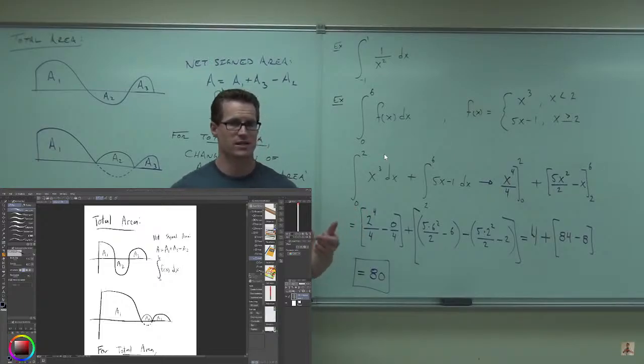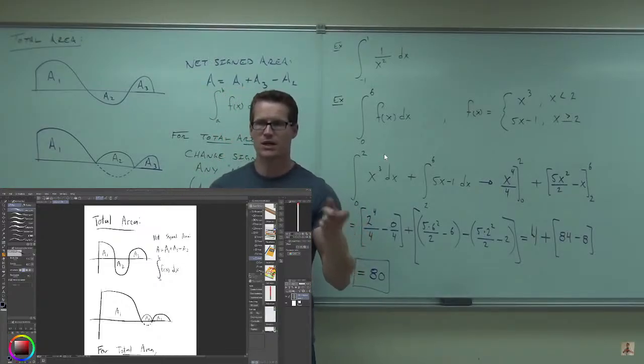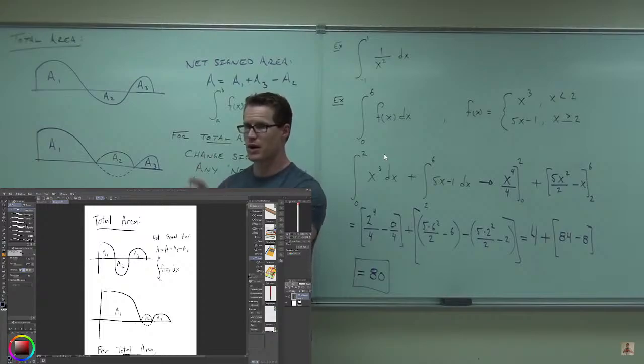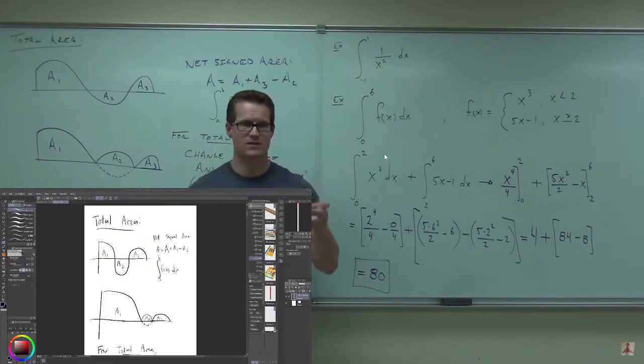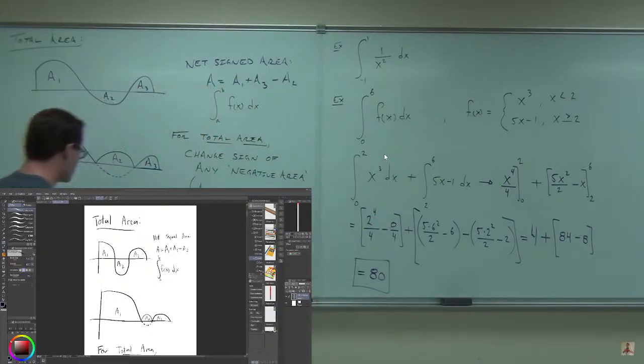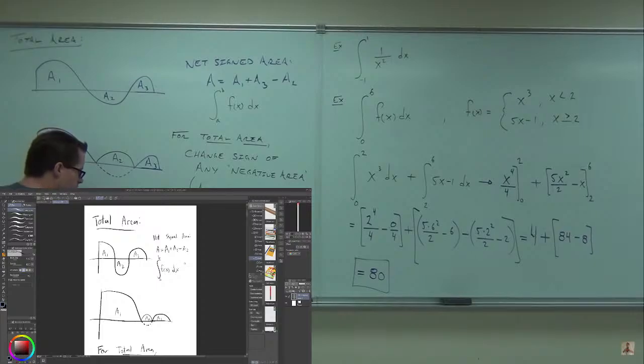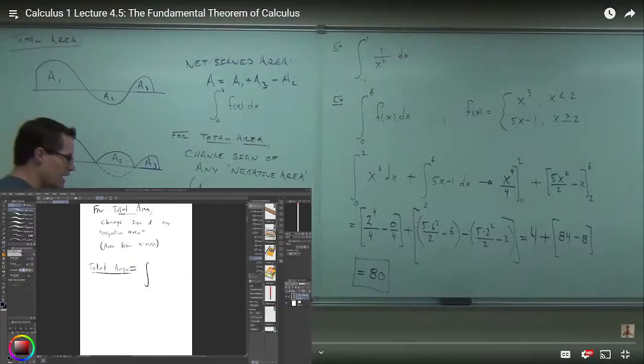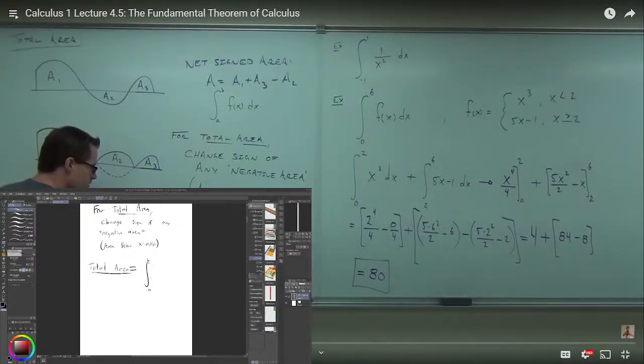Now, total area says, no, no, no, no, no. We're going to take all the negatives and we're going to make them positives. What are we going to do with the positives? We're going to leave them alone. The thing that leaves positives alone and changes negatives to positives is, of course, absolute value, like you said. So total area says, all right, we're still going from A to B, but now we have the absolute value of f of x.